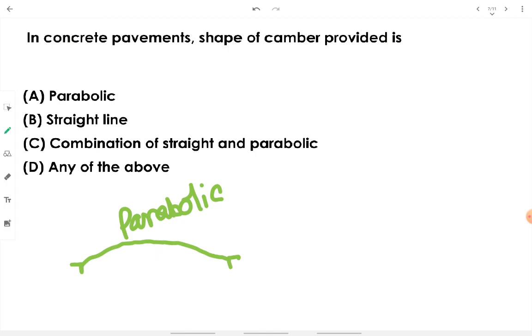Then let's see how a straight camber looks. For example, again, these are the two shoulders, and in between a straight line slope is being provided. Okay, this is a straight line slope.